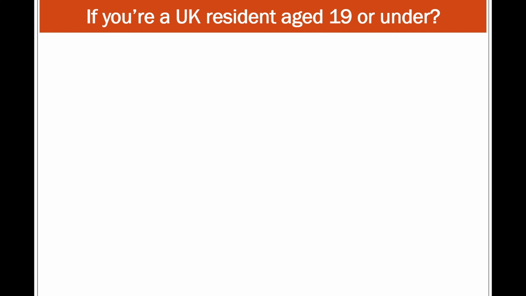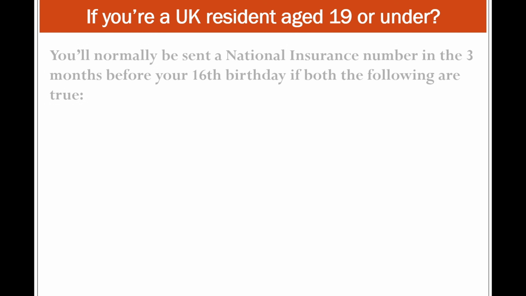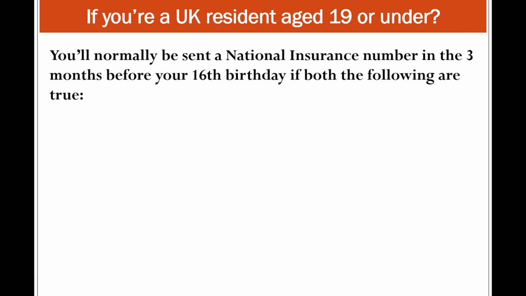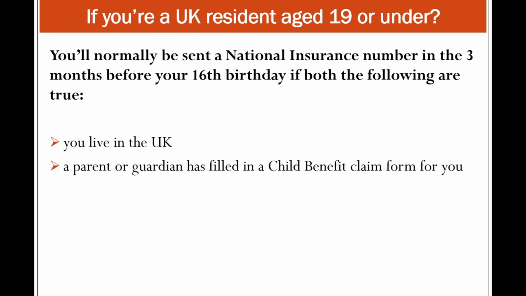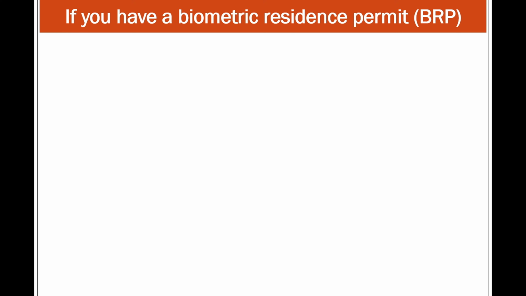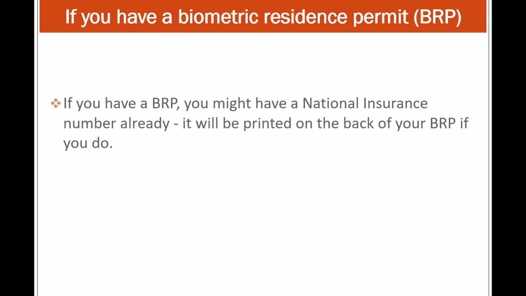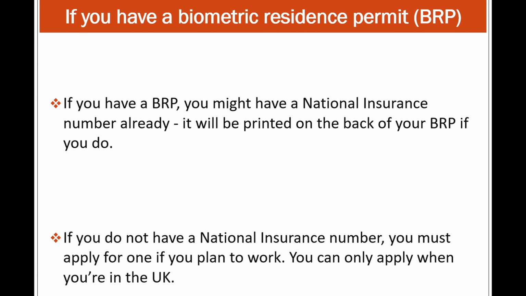If you are a UK resident aged 19 or under, you will normally be sent an NI number letter 3 months before your 16th birthday. If you live in the UK or your parents have claimed child benefit, you will definitely get that letter. If you have a biometric residence permit card, which is what normally happens when students come from outside the UK, you will have the NI number at the back of your card. But if you don't have an NI number, you must apply for one if you plan to work.